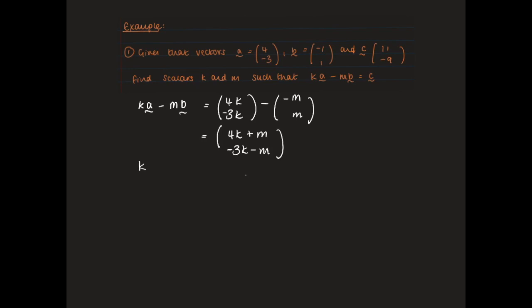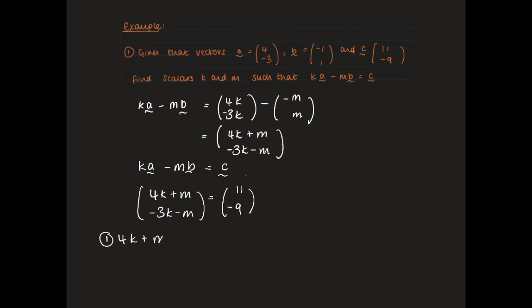Now we know that this needs to be equal to c, so I can equate the two vectors. And this gives me two simultaneous equations from the vertical and horizontal parts of the vector.